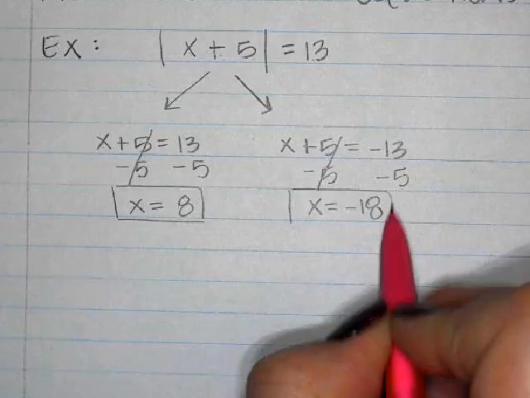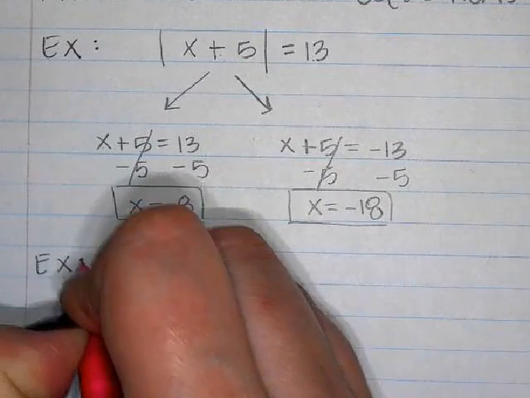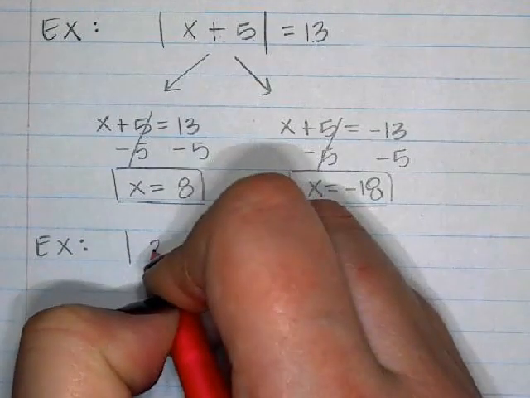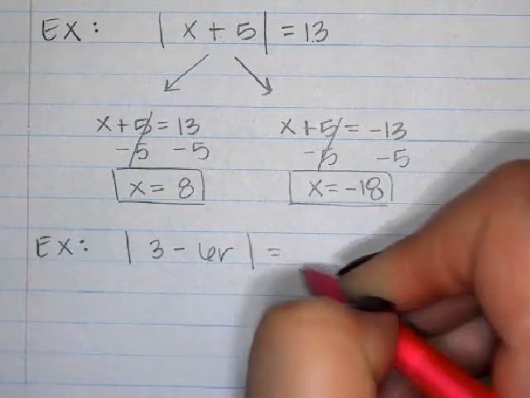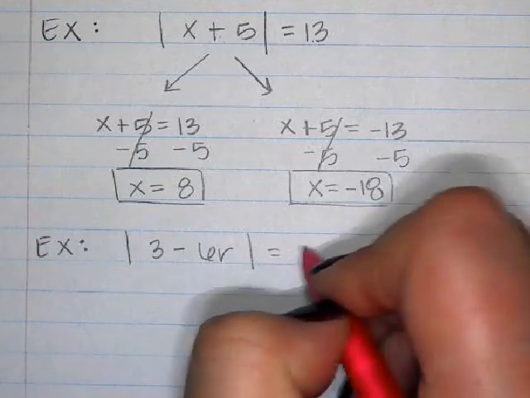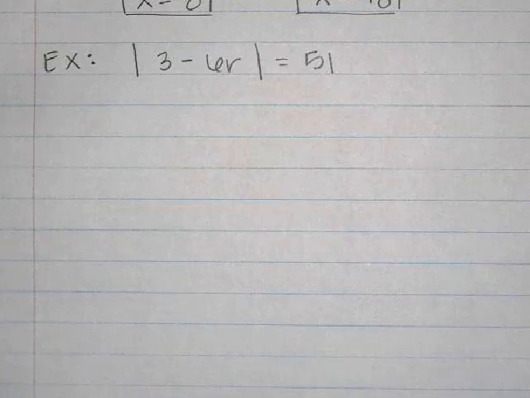Let's go ahead and try another problem. So this one is 3 minus 6r equals 51.